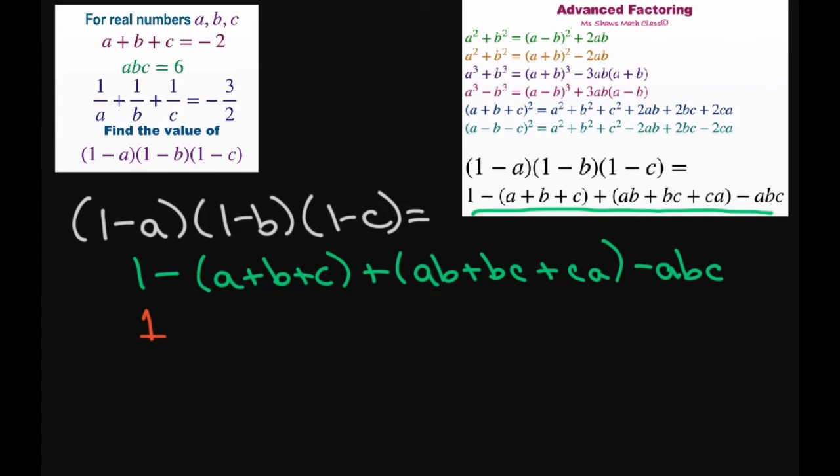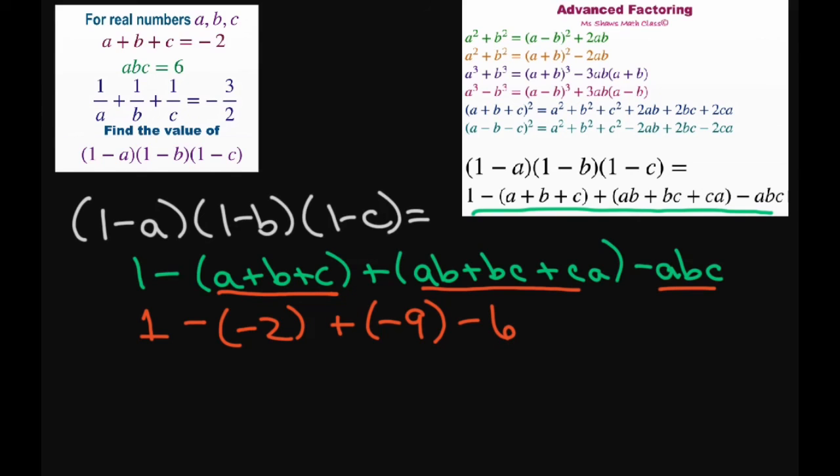So we have 1, this is -2, so it's minus a -2, and plus, this was -9, and then this was 6, so we have minus 6. This is going to be 1 plus 2 minus 9 minus 6. And so our value is going to be -12.